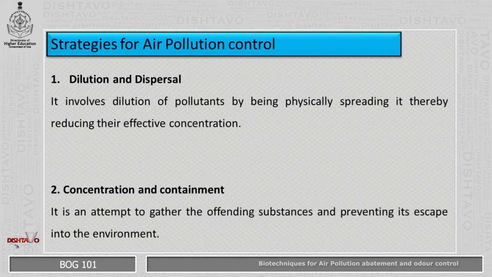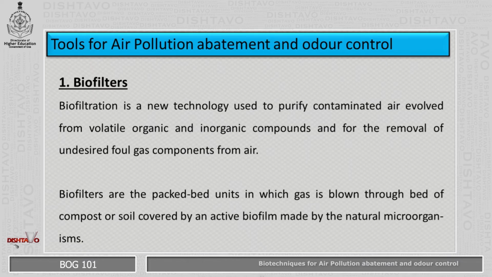We have the strategies for air pollution control. First strategy is dilution and dispersal. It involves dilution of pollutant by physically spreading it, thereby reducing their effective concentration. Second one is concentration and containment. It is an attempt to gather the offending substances and prevent their escape into the environment. Coming to the tools for air pollution abatement and odor control, we have three different tools.